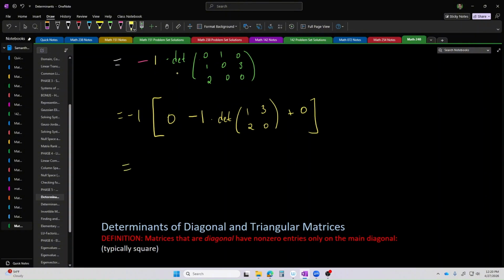What's left is -1 times -1, that's +1, and then the determinant of this 2 by 2 matrix here in the center, which will become 0 minus 6. So the overall determinant of this 4 by 4 matrix is -6.